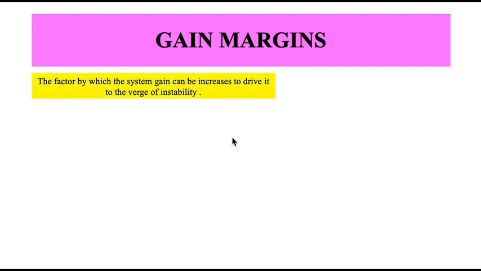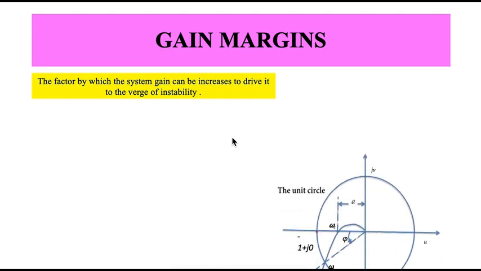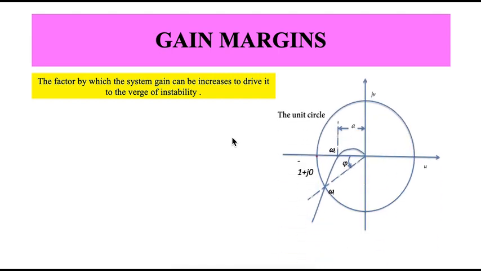Hello everyone. So in the last class we have seen that there are two things which will tell us about the relative stability of a system. But let us understand that a little more formally, or in a little more detail. So, gain margin. What is this? This is a factor by which the system gain can be increased to drive it to the verge of instability. So slowly we will try to understand.